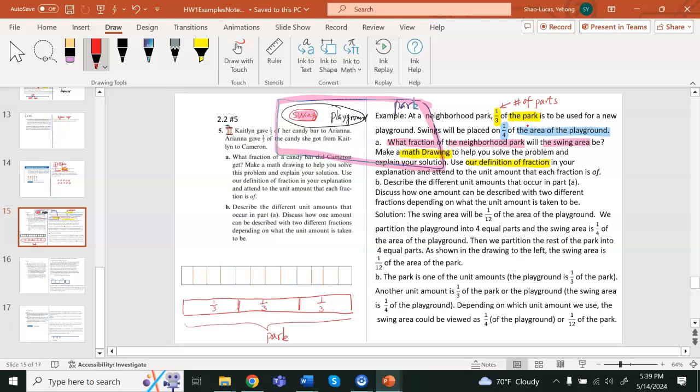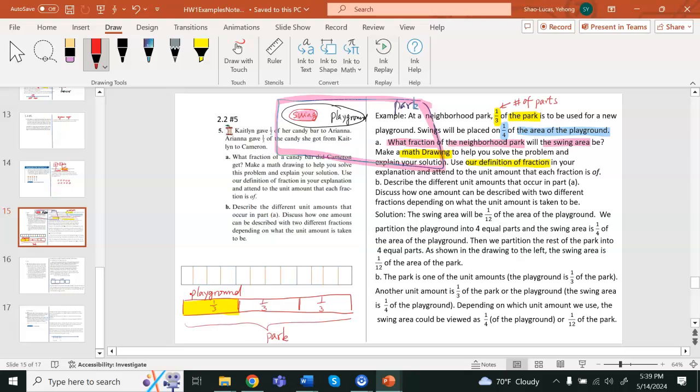And notice that, well, that 1/3 of the park, that's the neighborhood, that's the playground. So this is the playground. We can pick any one of these three parts. So I'm just going to take the first one. So that's the playground here. So the playground is only 1/3 of the entire park.